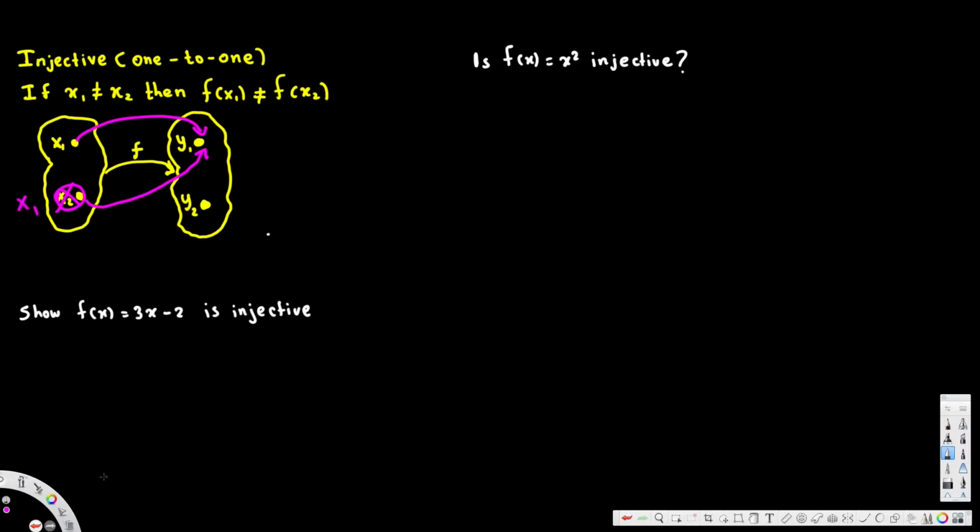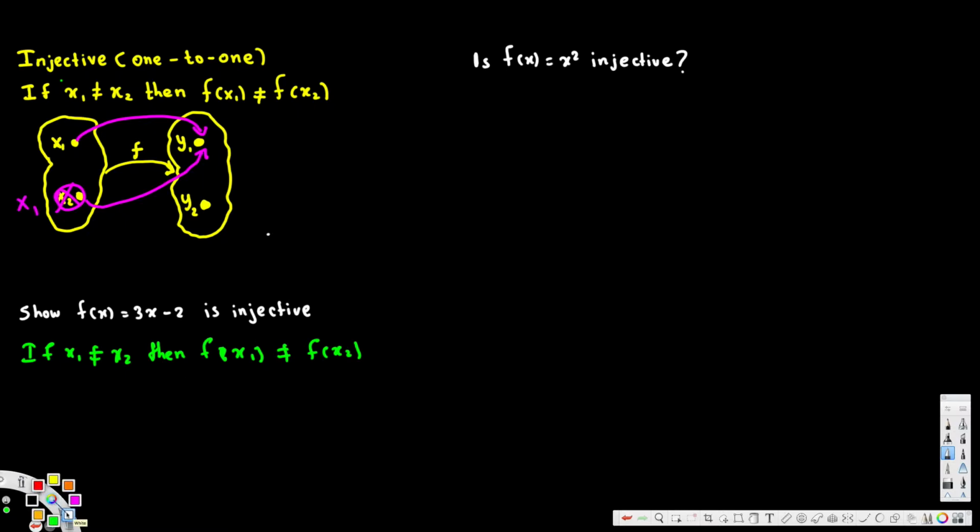Okay, that's what a one-to-one function says. Now let's look at these examples. The first question asks us to show that f of x equals 3x minus 2 is injective. Here we are going to pick this one: if x1 is not equal to x2, then f of x1 is not equal to f of x2. If we can prove this, then the function is injective.